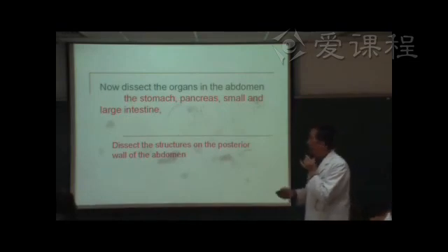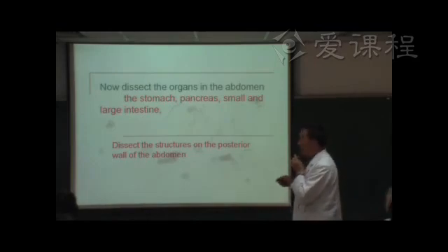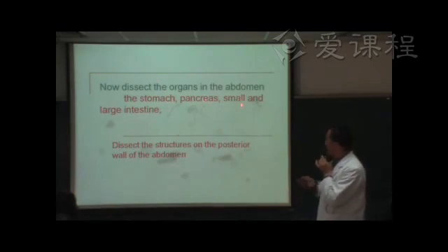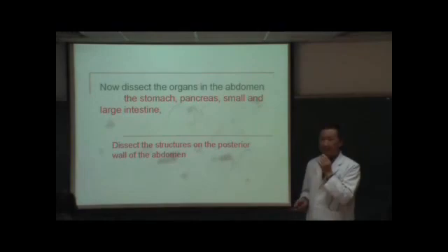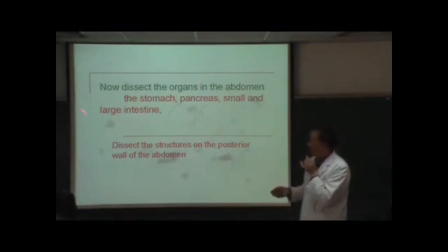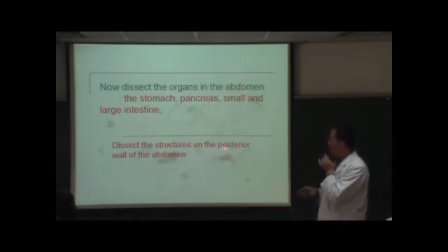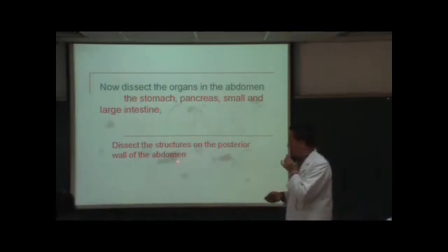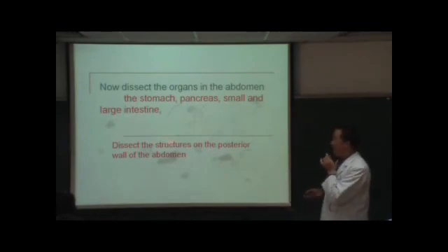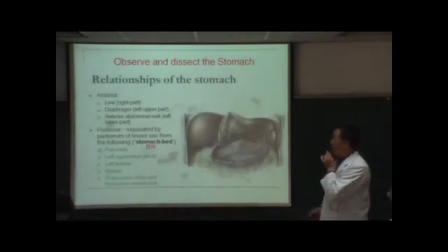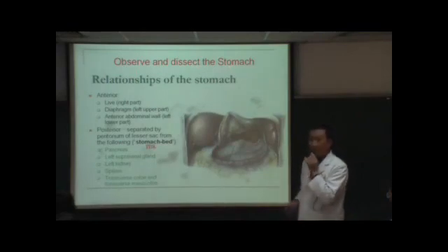Now, we dissect the organs in the abdomen. We will mainly dissect the stomach, the pancreas, the small and large intestine. After we dissect the organs, we will continue to dissect the structures on the posterior wall of the abdomen. Maybe I will mention it in the next class. And then we will observe and dissect the stomach.